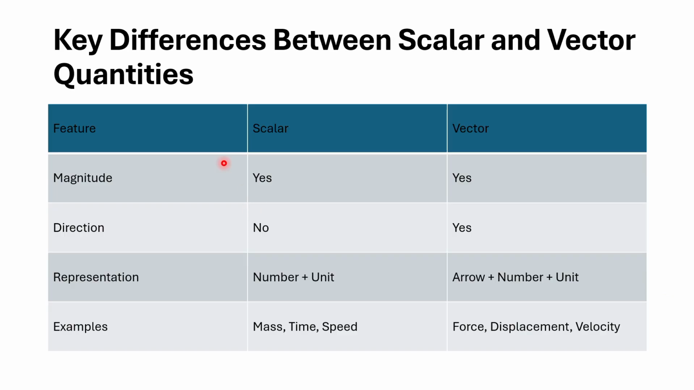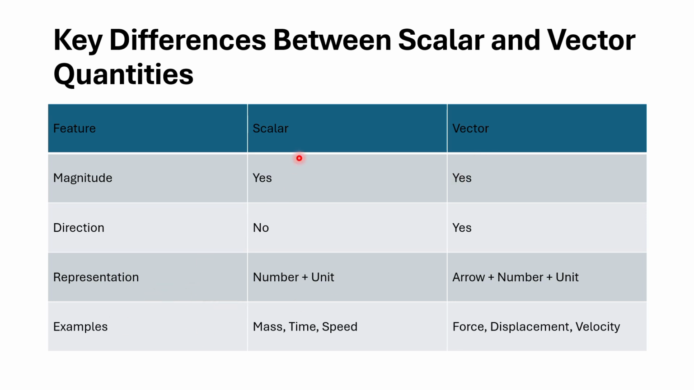Here we have the key differences between scalar and vector quantities. We have some features in this column, with scalar quantity properties and vector quantity properties. Magnitude: both have magnitude. But direction: scalar doesn't have any direction, but vector has direction. So here it will be no for scalar and yes for vector.